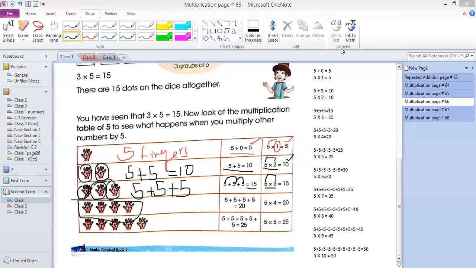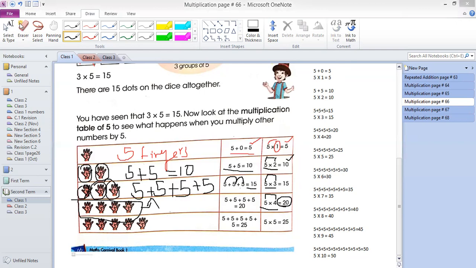So either you can add 5 4 times. 5 plus 5 plus 5 and plus 5, 4 times. Or you can simply multiply 5 by 4. Why 5 by 4? Because on every hand there are 5 fingers and such 4 hands are there. So 4 times 5 is equal to 20. Clear? Yes, sir.